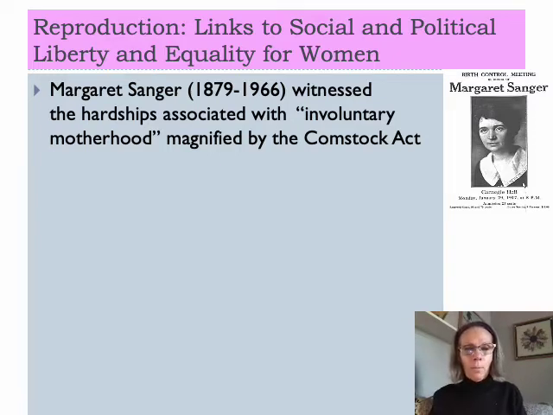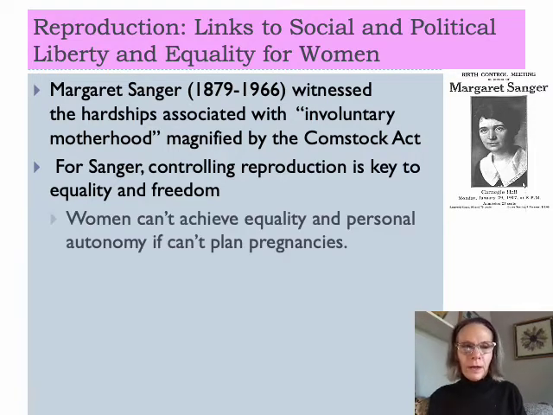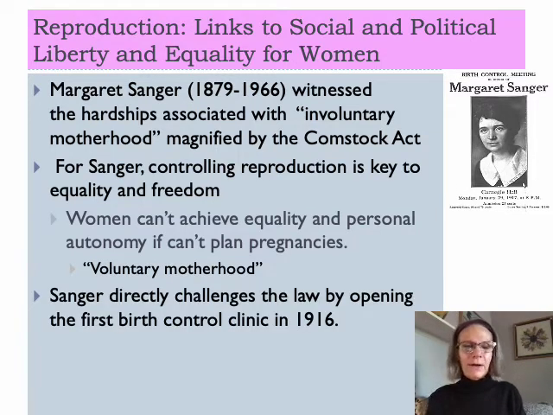And in fact, she writes a whole book that includes letters from women who wrote her about the real harms that come from not having control over one's reproductive capacity. So as I stated, for Sanger, controlling reproduction is really key to equality and freedom. Like other feminists at this time period, she really believed that women can't achieve equality and personal autonomy within the United States if they can't plan their pregnancies. She wanted voluntary motherhood, not involuntary motherhood.